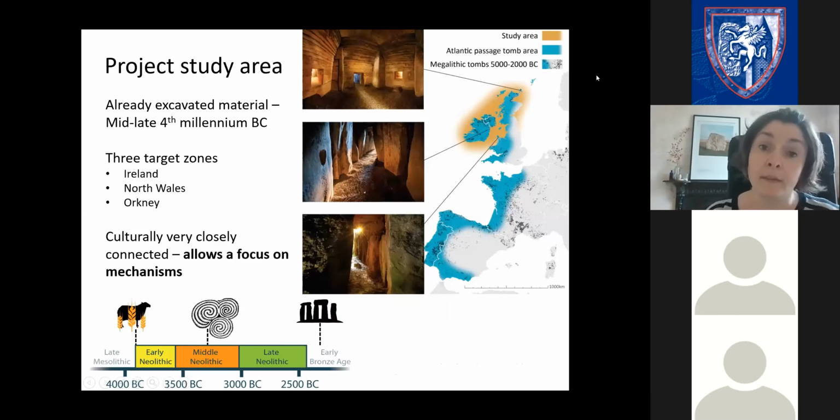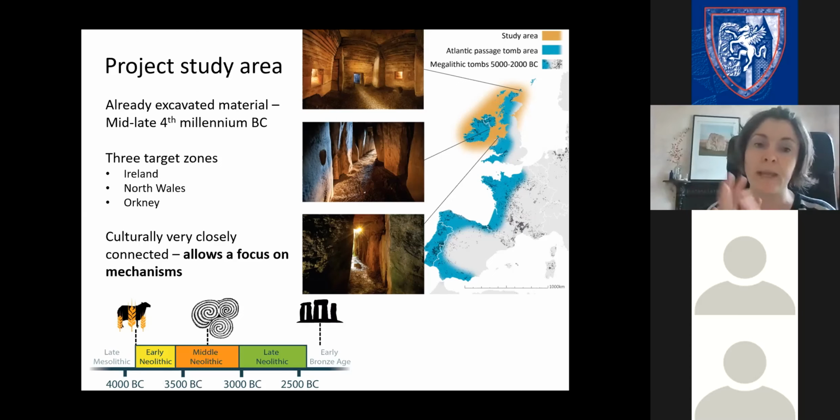So this is the project study area. Passage tombs, again, I'm sure you're very well aware, are broadly speaking an Atlantic facade phenomenon, going all the way from the tip of Scotland all the way down to southern Spain. But this project is focusing on 3 target zones across the Irish Sea area: the Orkney Islands, Ireland, and Northwest Wales, primarily focused in the area of Anglesey.